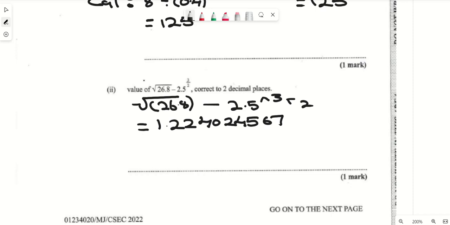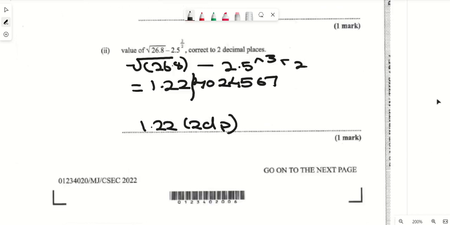1.224024567. 2 decimal places means 2 places after a decimal point. So it will be here, it will stop here. You look at the digit after your line to see if it is more than 5 or less than 5. It is less than 5, so that number remains the same. So the answer will be 1.22 to 2 decimal places. And that is your answer for this.